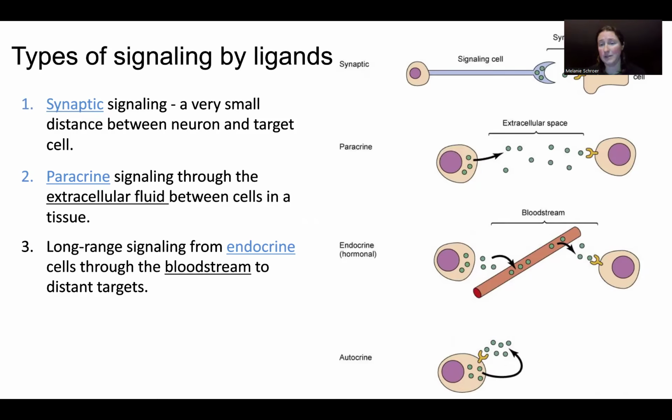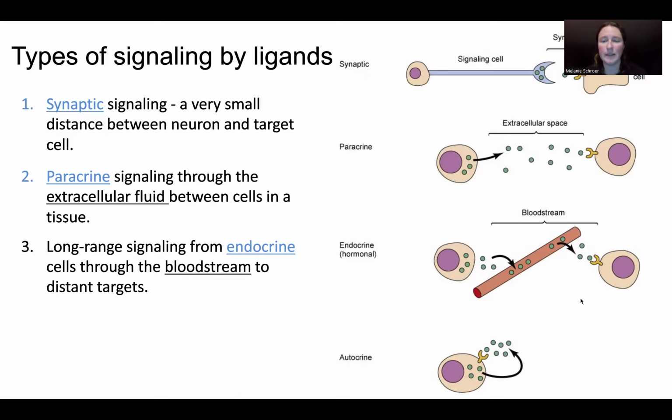Endocrine signaling, we talked about a little bit before this semester. Endocrine signaling requires the blood. And so here we have one cell needing to talk to another cell all the way on the other side of the body. And so it uses the bloodstream, the blood circulation, in order to carry these messages.